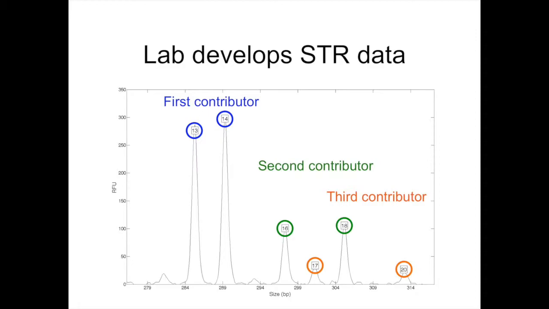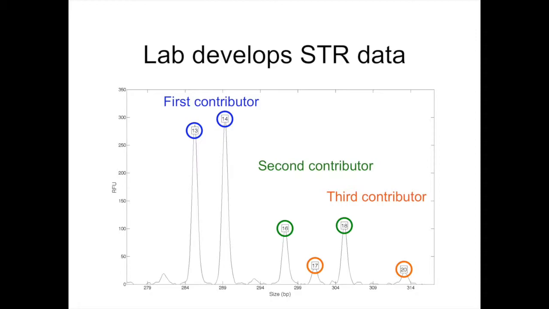So we can see that first contributor with human interpretation, it's not going to be a problem to take a look at. But when you start going down to that second contributor and the third contributor, stochastic thresholds and things like that are going to start to mean that you may not be able to call any peaks there. You may have to call those inconclusive, and the person of interest may be that second and may be that third contributor. But with TrueAllele, being a probabilistic genotyping software, we don't have to use those thresholds anymore.